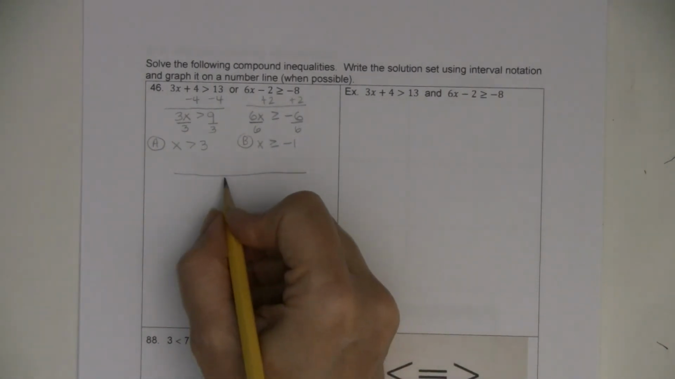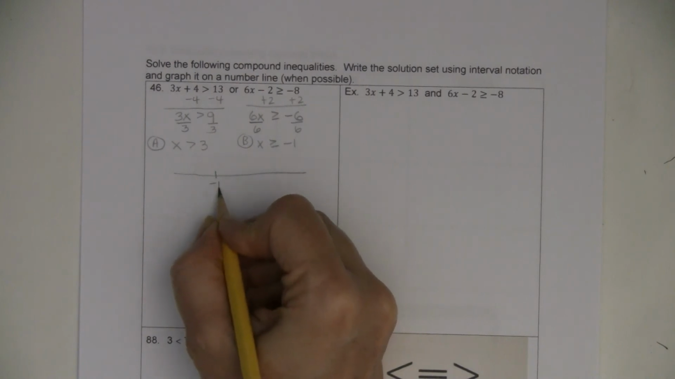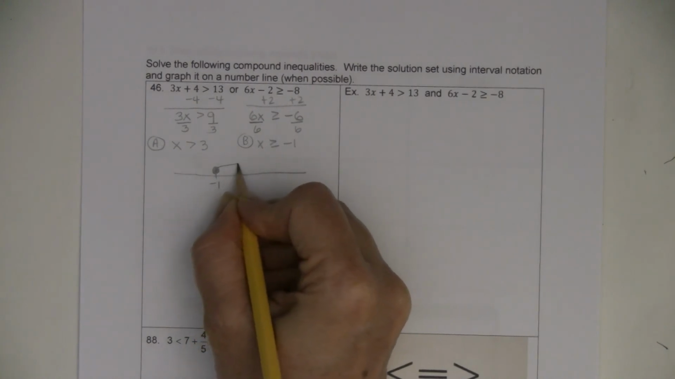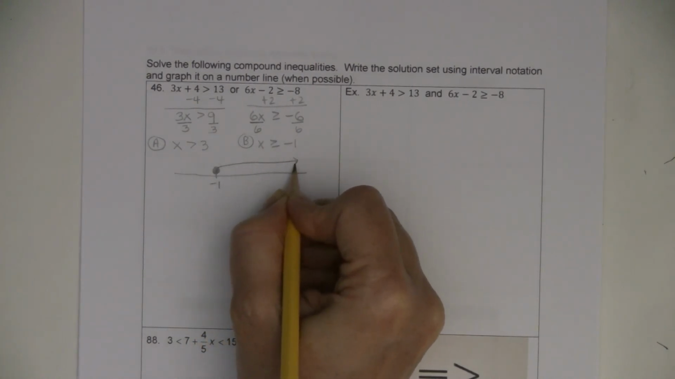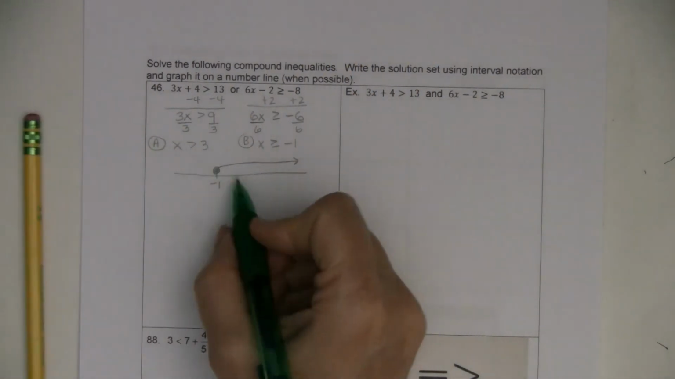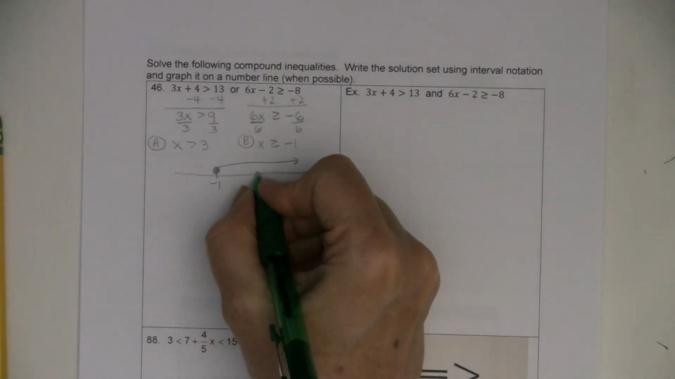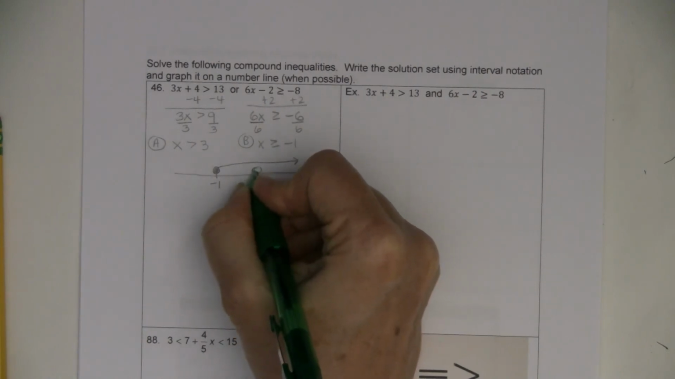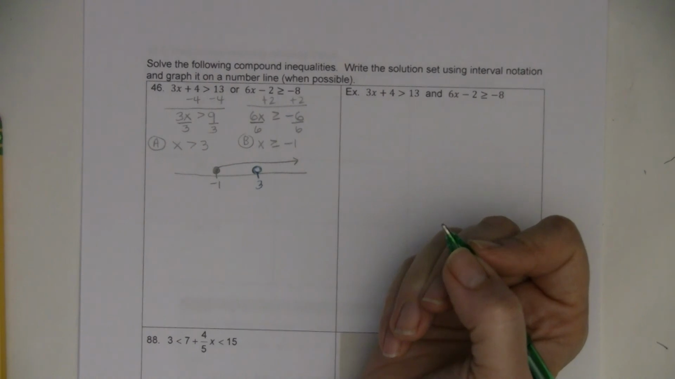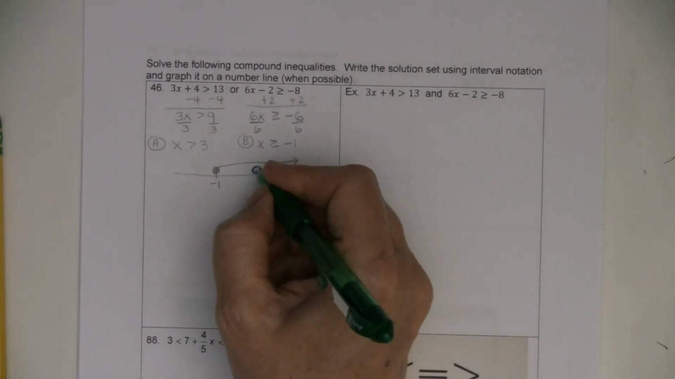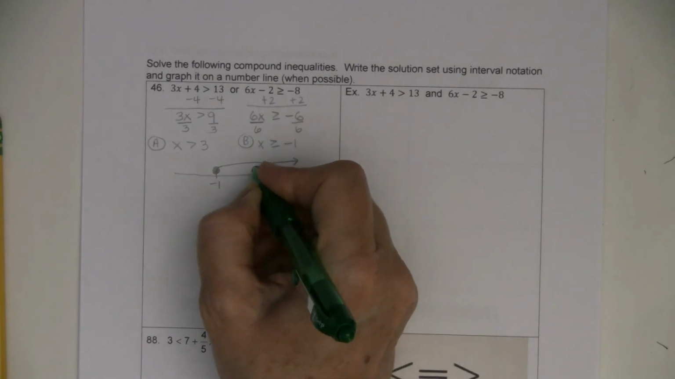And now I'm going to put -1 over here, and it's a solid circle, and it goes this way. So there I've drawn B. And I'm going to draw A using the green pen. It doesn't matter which one's which, right? I'm going to put 3 here. All you have to do is have them numerically correct. -1 comes before 3, and then this goes back this way.